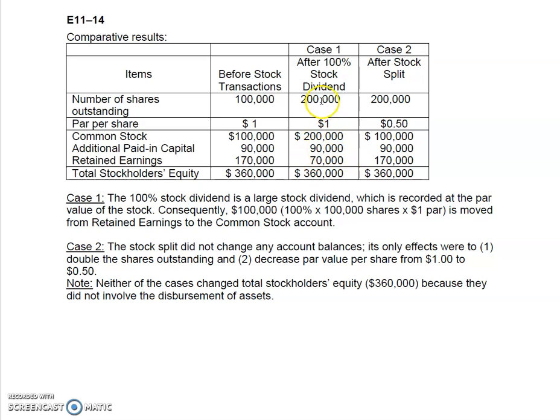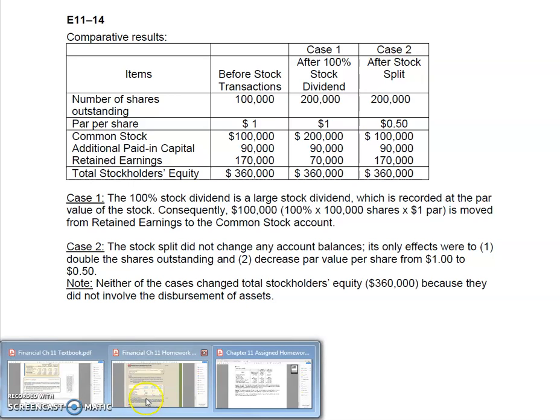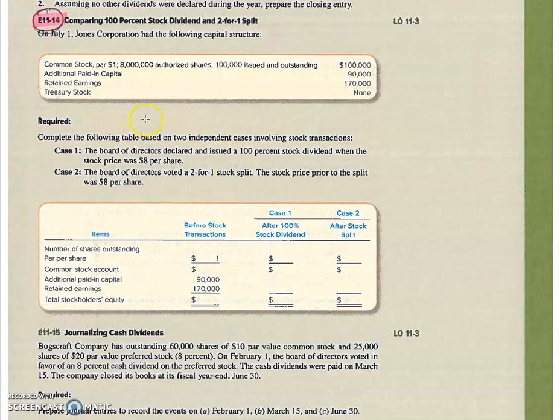Okay, with the stock split, notice the par is cut in half. Number of shares is the same, but all of these amounts remain unchanged. So that was from a 2-for-1 stock split.